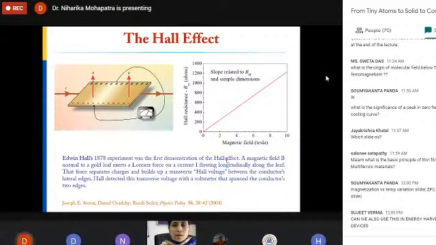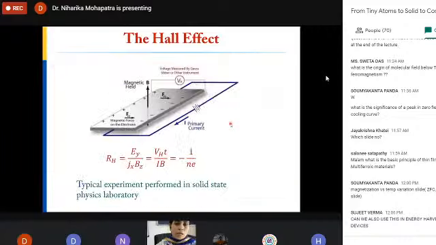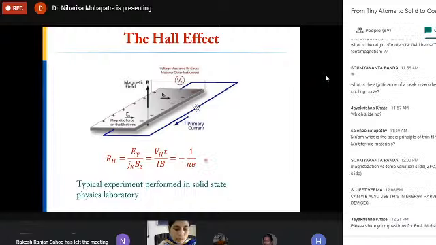And if you calculate the Hall resistance, you will find it to be linear with the magnetic field. This is the typical experiment that you perform in your course or in your laboratory. If you do the calculation a little bit, you find this to be minus 1 by Ne. So this is the typical experiment, and from that you calculate the carrier concentration and so on.